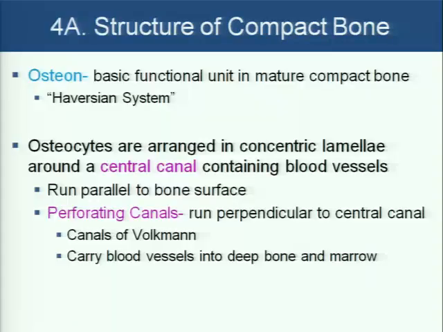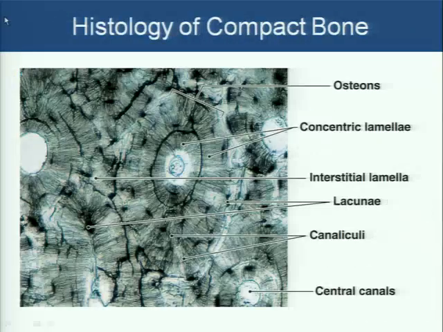The osteocytes are arranged in what we call concentric lamellae. So lamellae are the layers coming out. You can think of this like the rings of a tree. You can actually see a layer here, and then a layer there, and a layer there. So these layers, those are lamellae, or lamella.